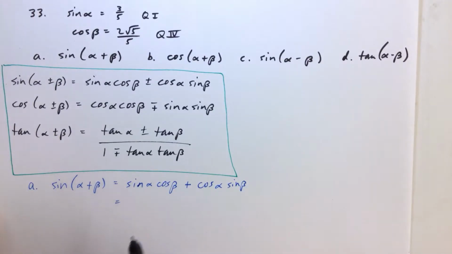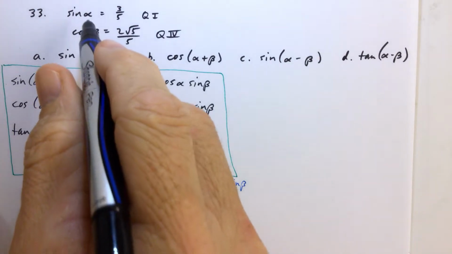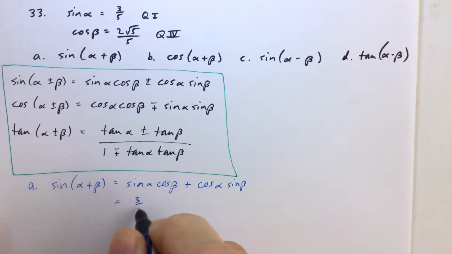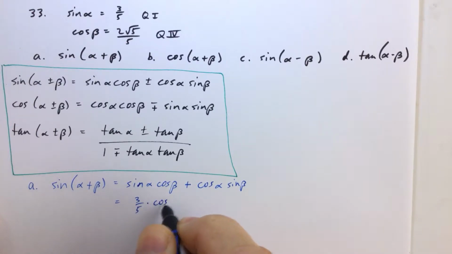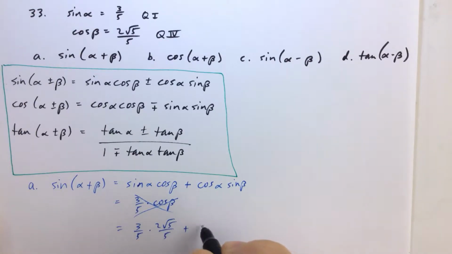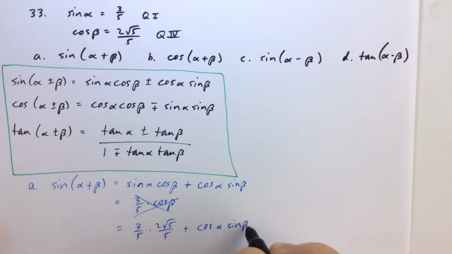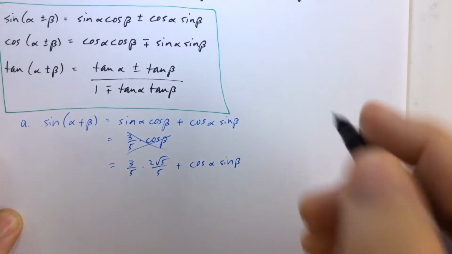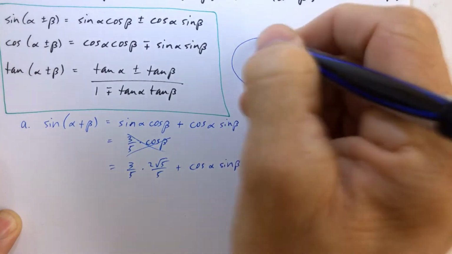So automatically we already know, since we have part A, we're given that sine of alpha is 3/5. So we have 3/5 times the cosine of beta. Oh shoot, we already have the cosine of beta. So we have 3/5 times the cosine of beta, which is 2 radical 5 over 5. And then plus, we don't know yet the cosine of alpha, and we don't know yet the sine of beta. So we've got to figure out what those are. That's where we bring the triangles in.